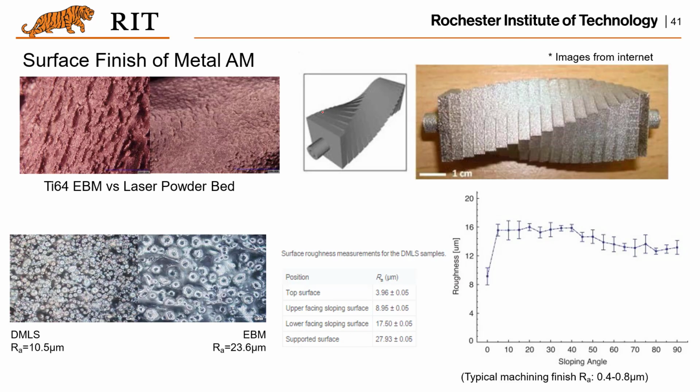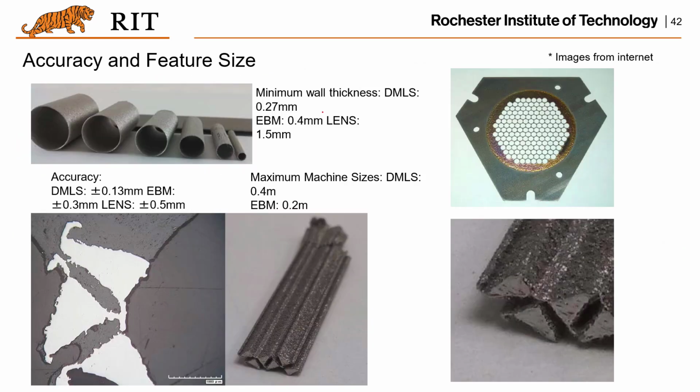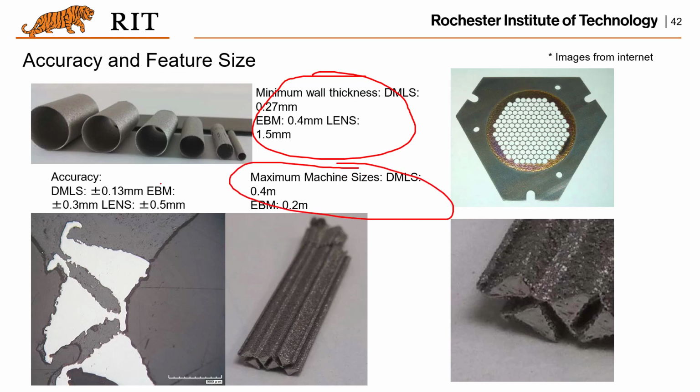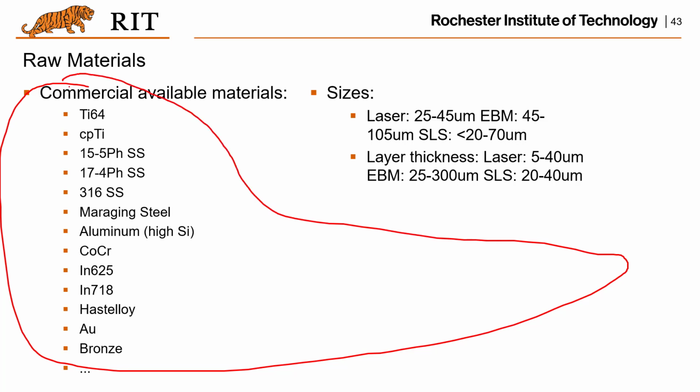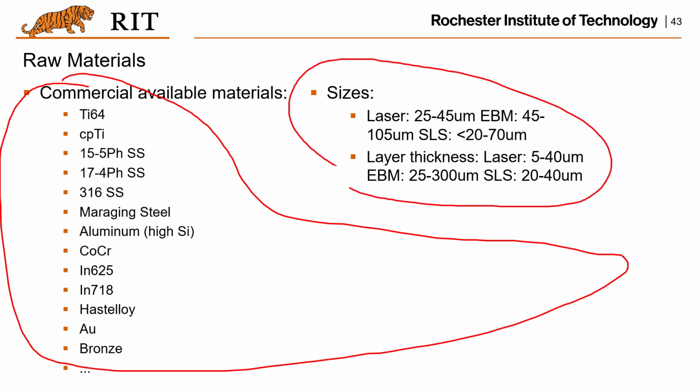Here shows some surface finish of the part. And basically there's some information about the minimal wall thickness, the machine size, and also some accuracy and so forth. And here lists some of the raw material you could use in the building using the EBM process, and some of the size information over there.